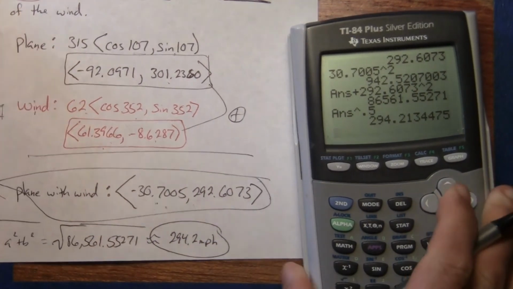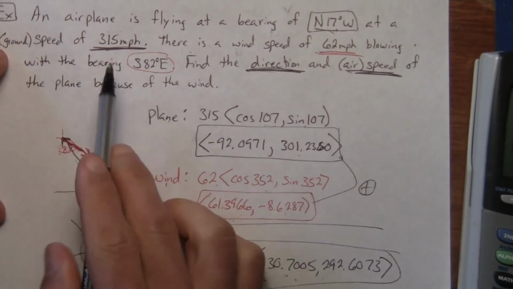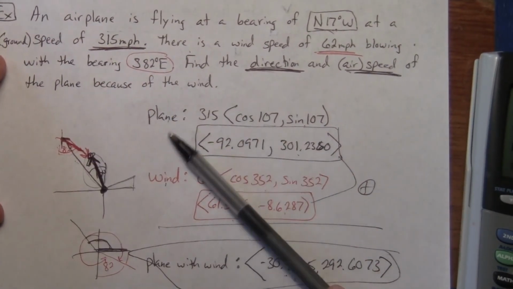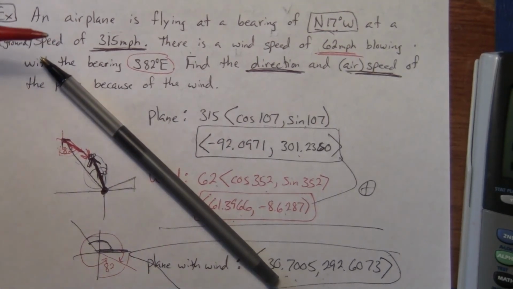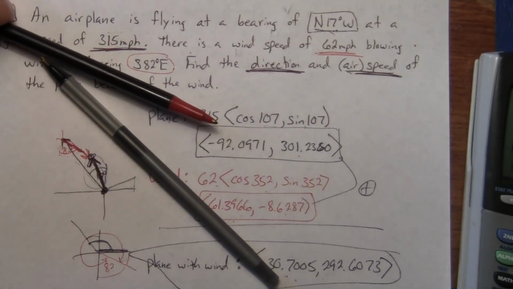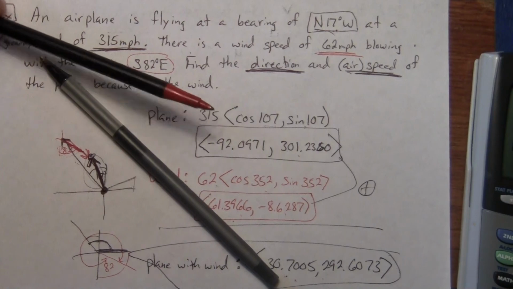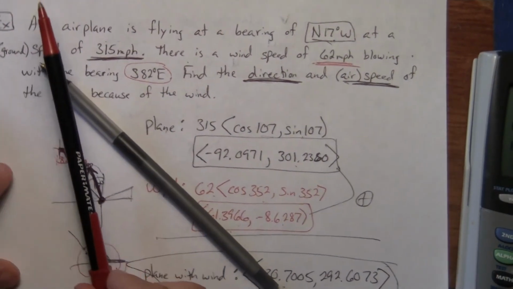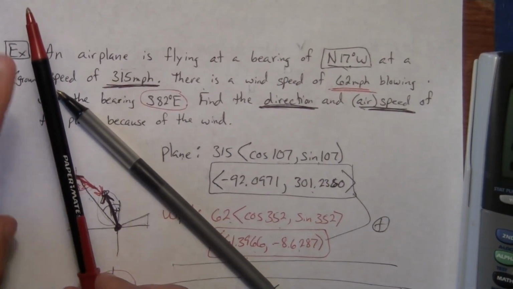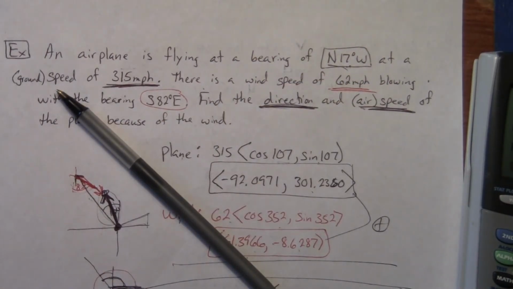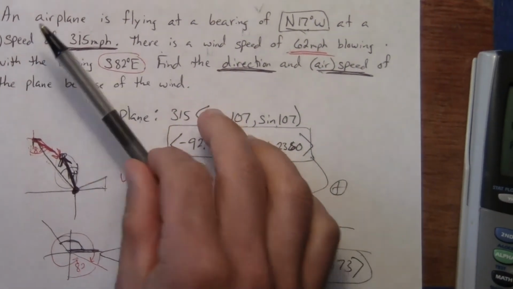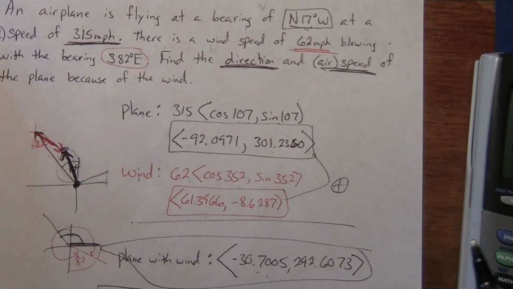This is actually my speed. Ask yourself if that makes sense. You're traveling 315 miles an hour that direction. The wind is blowing that direction. It makes sense that it's going to slow you down. If it were blowing, say, that direction, well, it's actually going with you. It should speed you up, or that direction, it should speed you up. So it does make sense. If you had an answer of 2,000 miles an hour, that probably doesn't make sense.